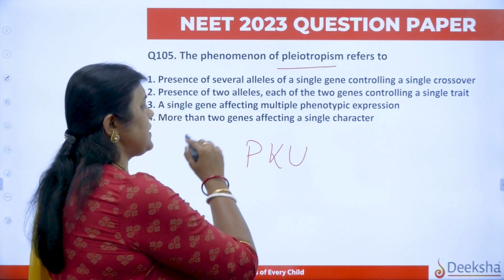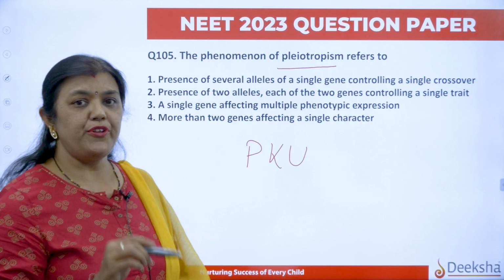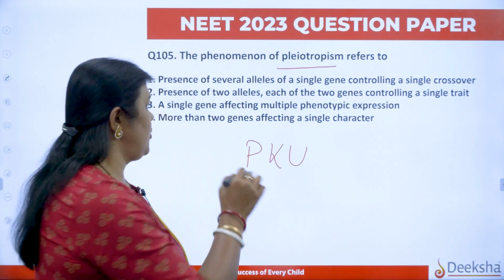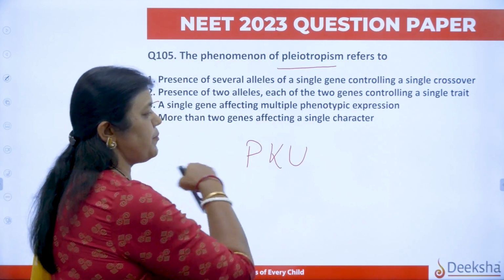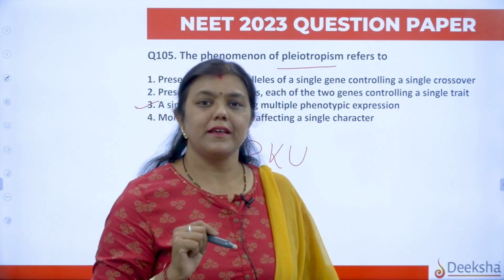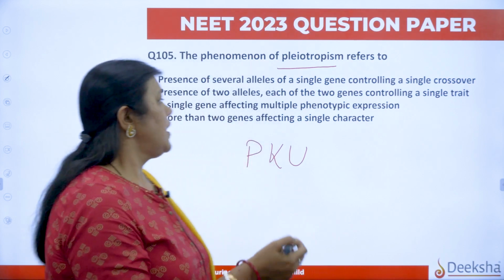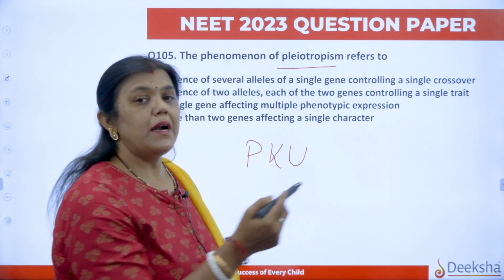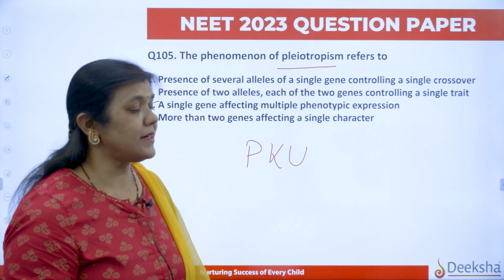Now, third option, a single gene affecting multiple phenotypic expression. This looks correct because what is the definition of pleiotropism? A single gene controlling many characters. So, a single gene affecting multiple phenotypic expression is the correct answer.